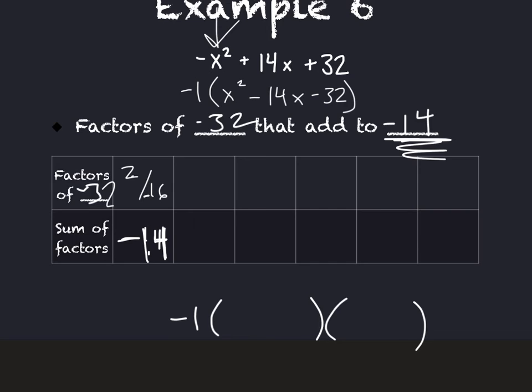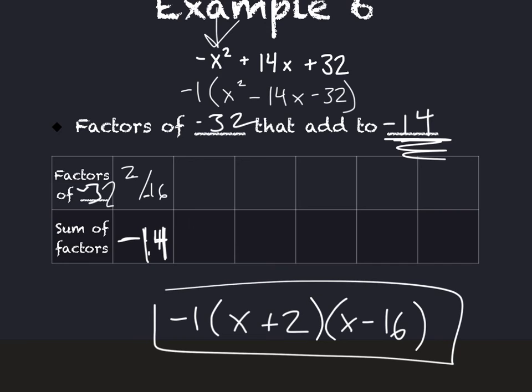So what goes into our parentheses? X plus 2 and x minus 16. Perfect. And then we just can't forget we took out that negative 1 in the beginning, so our answer has to have that negative 1 with it.